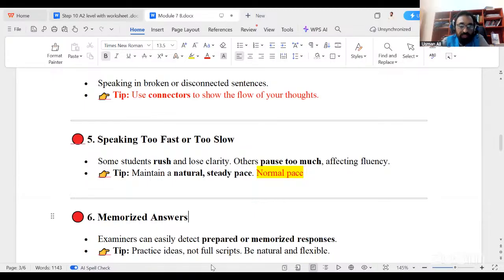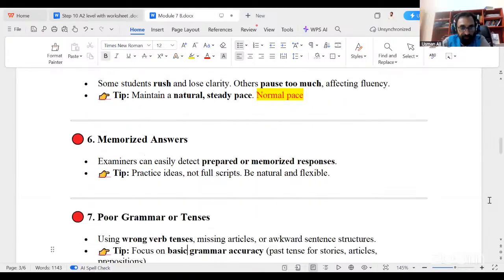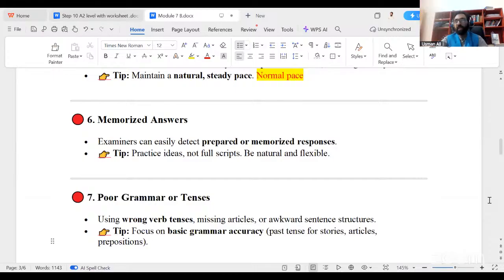Okay, so practice ideas, not full scripts. You must practice on ideas, how to speak on those ideas. You are not supposed to memorize full scripts. Be natural and flexible. Memorization is not allowed.